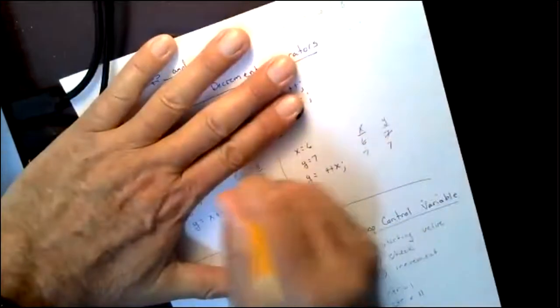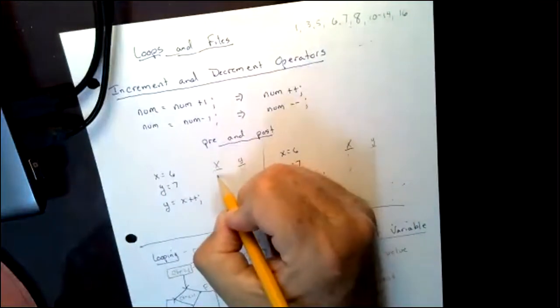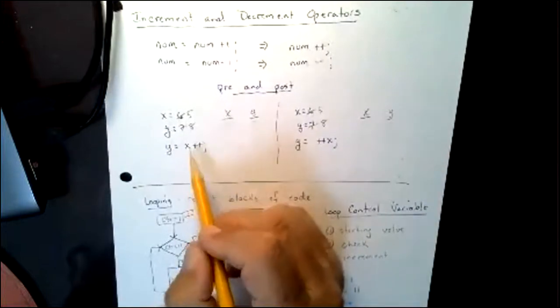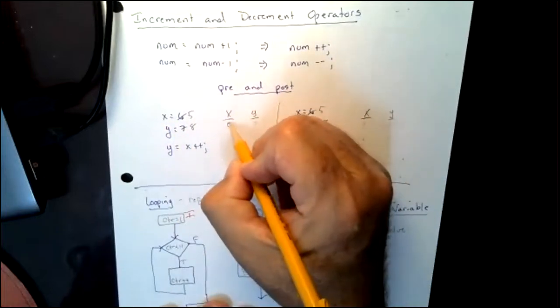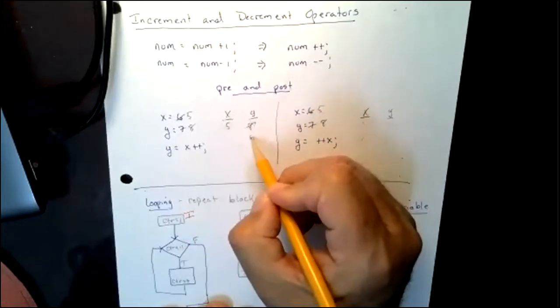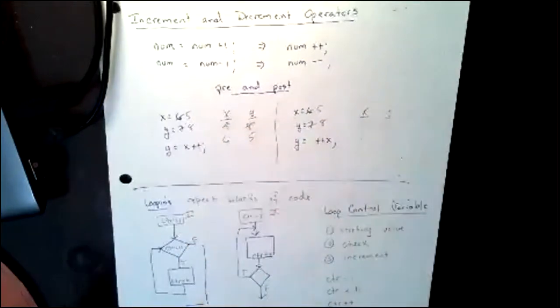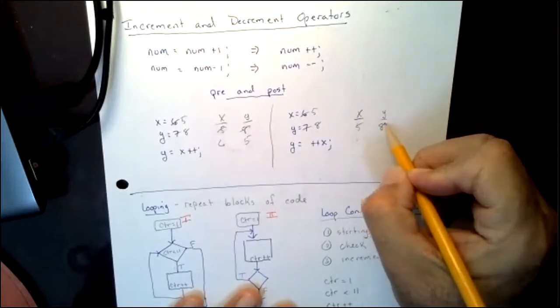All right, let me give you some new numbers. What if this was 5 and this was 8? Let's do that so that we don't get them mixed up. If I come down here, what happens first? So right now, x is 5, y is 8. Y gets the value of x. So what's y become? 5. X gets incremented. X now becomes 6.